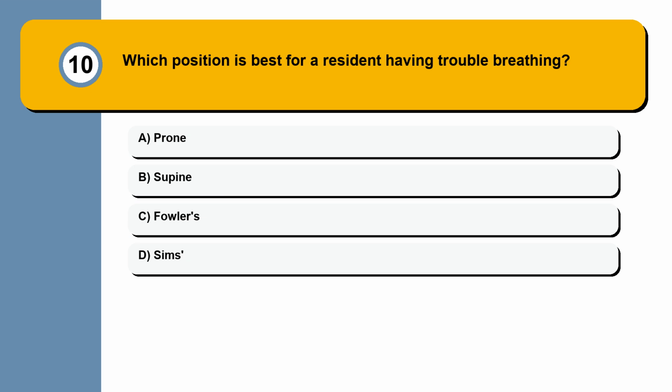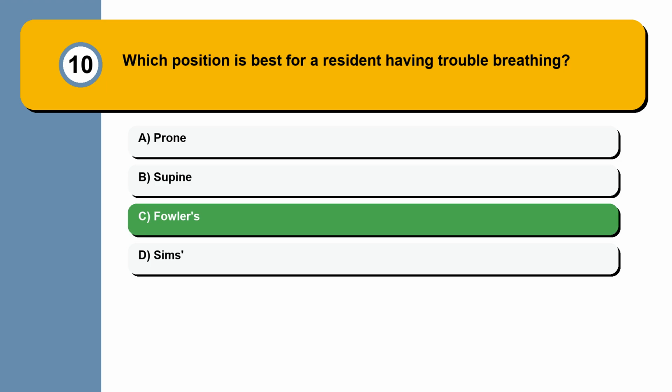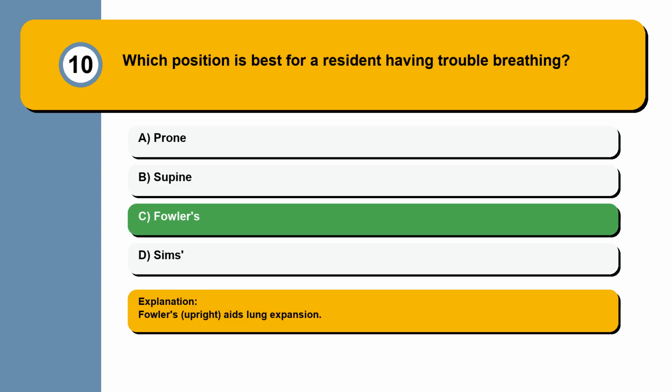Question 10. Which position is best for a resident having trouble breathing? Prone, supine, Fowler's, Sims. Fowler's, upright, aids lung expansion.